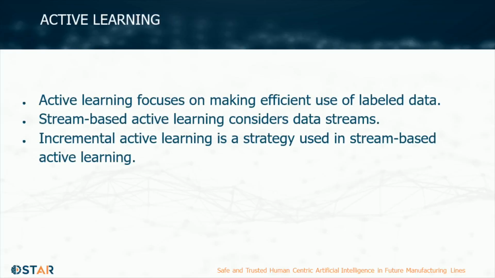Active learning is a subfield of machine learning that focuses on making efficient use of labeled data by selecting the most informative instances for annotation. Stream-based active learning takes this concept a step further by considering data streams, where instances arrive sequentially or in a continuous manner. In this part of the tutorial, we will dive deep into the concept of incremental active learning and its role within stream-based active learning.